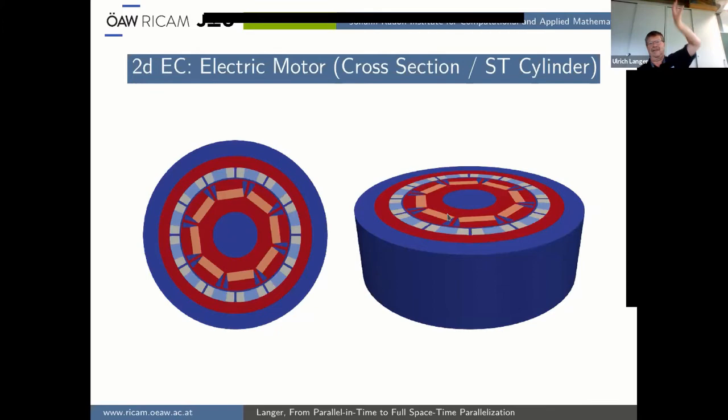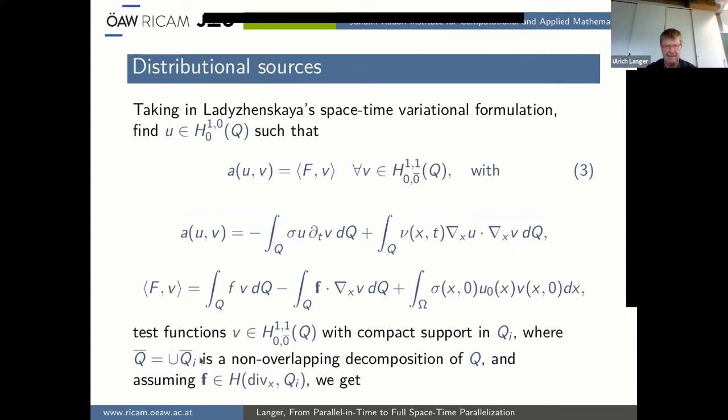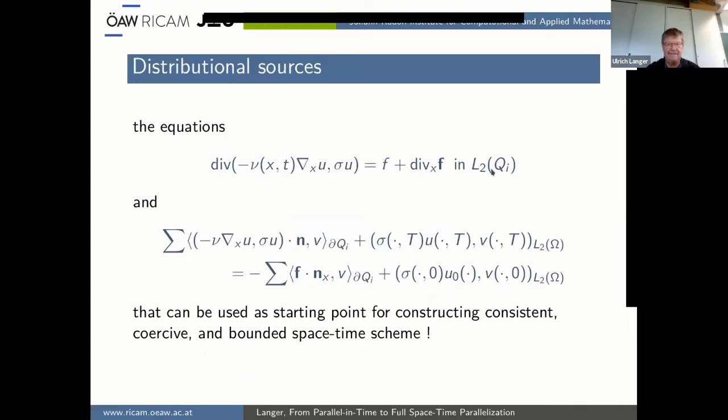So you can say, okay, I have a decomposition of my space-time cylinder such that the magnetization is an H-div locally. If you have this, then you take a test function that has a support in Q_i, in this local subdomain. So you have a domain decomposition. And if you take this, then you easily see that the equation is valid in the subdomain in L2, but with a space-time divergence. You cannot separate the space divergence from the time derivative in the space-time divergence. And we have this flux identity.